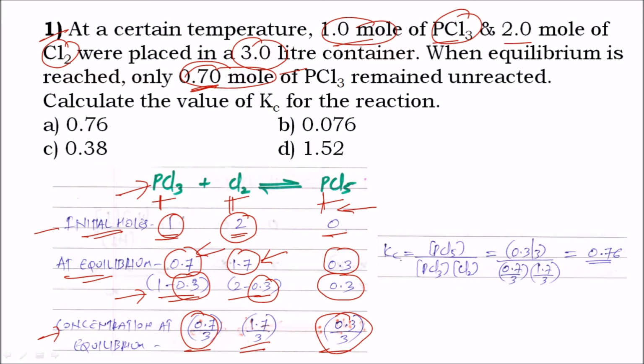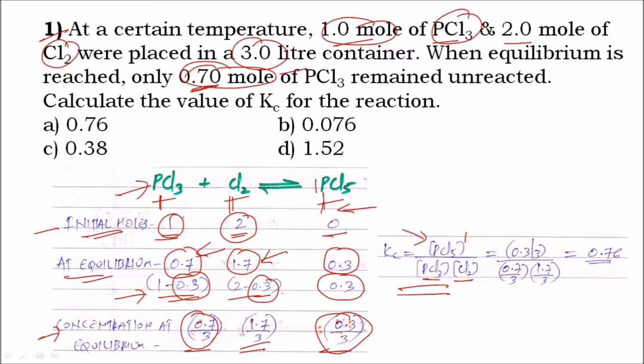Now we can write the expression. We already know how to write the expression for the equilibrium constant. So Kc is given by the concentration of product. PCl5 is the product, and the stoichiometric coefficient is 1 here, so you can take it directly. Then the reactants are PCl3 and Cl2, the concentration of PCl3 and the concentration of Cl2. Just substitute the values and we'll get the answer.